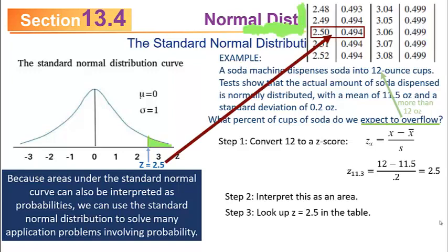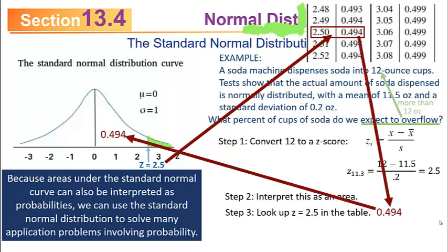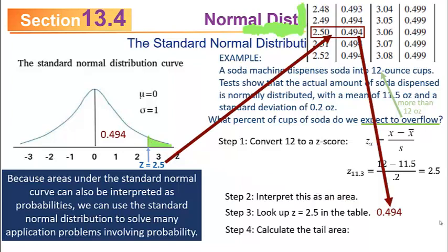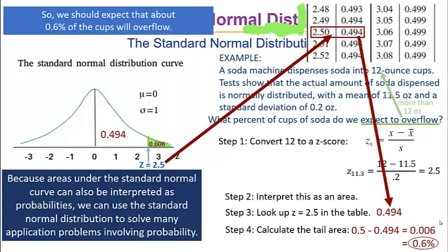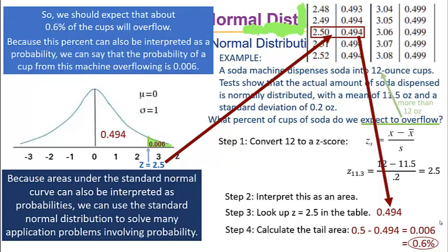So look up 2.5 in the table and you get 0.494, but remember that gives you the area from 0 to z equal 2.5, but you want the area above 2.5. Because of symmetry you know that half the area is to the right of 0, so all you have to do is subtract 0.494 from 0.5 and you'll find out that about 0.6% of the cups will overflow. Or stating it as a probability, we can say that the probability of a cup from this machine overflowing is about 0.006.